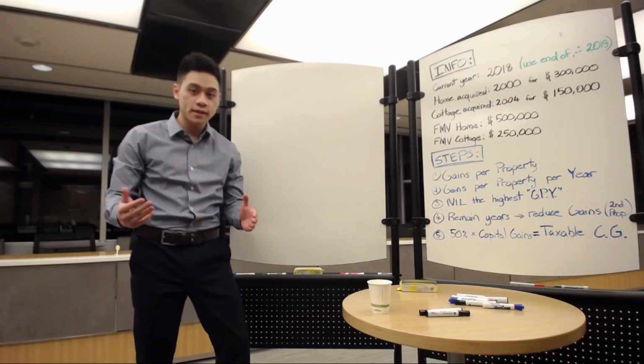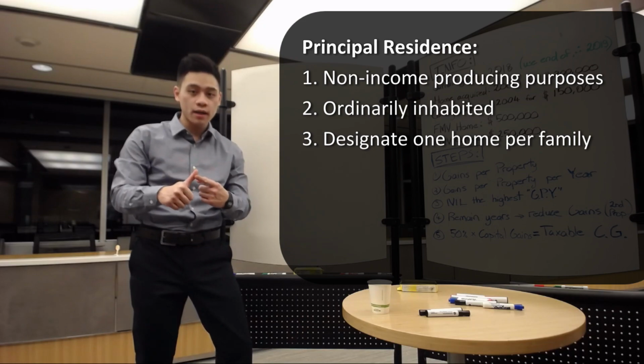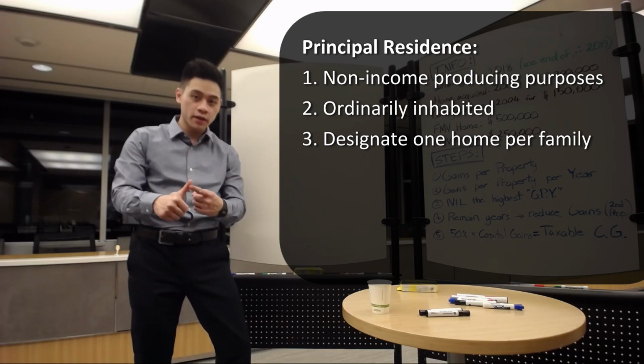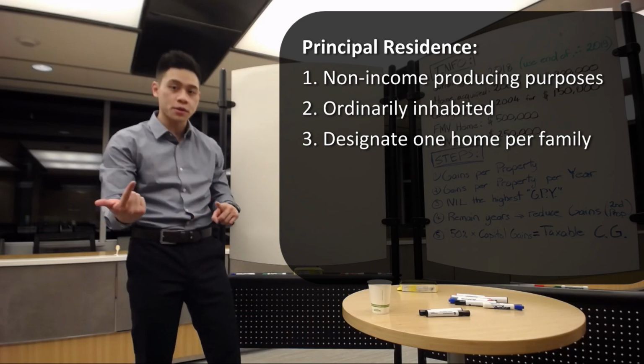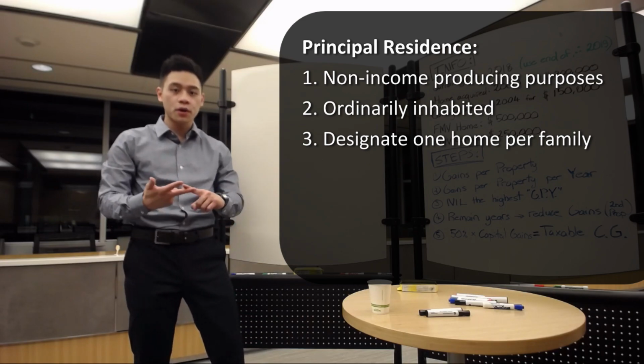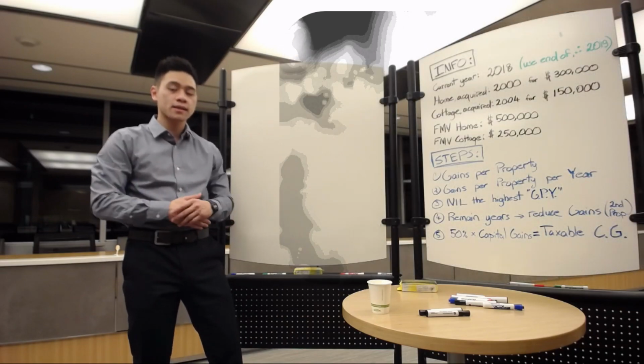To qualify as principal residence, 3 points. First, a property with non-income producing purposes used for living and residence. Second, it's ordinarily inhabited by the taxpayer or the taxpayer's spouse in that year. And third, a family may only designate one home as principal residence in any given year.